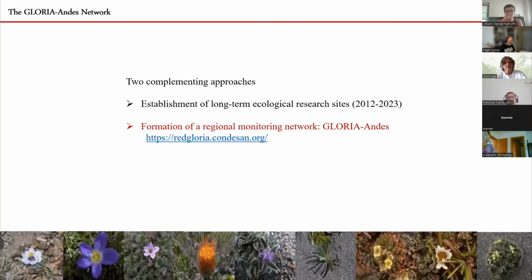So this is more or less setting the scene. What we have done now, and what I want to talk about today, is two complementing approaches that we've been implementing since 2012. It's actually a recent effort to try to understand how mountains in the Andes are responding to these changes. One is the establishment of long-term ecological research sites, which is more or less what Laszlo talked about, but I want today to concentrate on the second one, which is the formation of this plot network, a long-term permanent network that actually measures changes over time on specific mountains from Venezuela to Argentina.